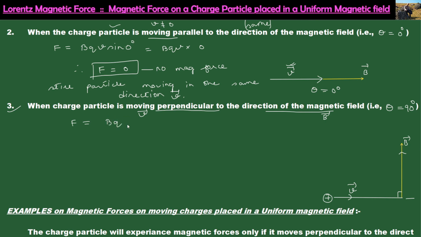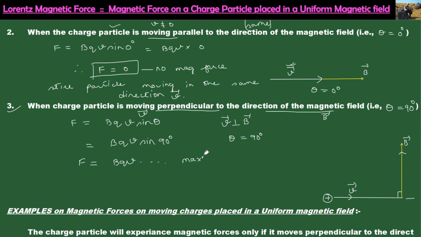Magnitude will be given by BQV sine of theta. So what is the angle between V and B? Since V is perpendicular to B, it is obvious that the angle between them is equal to 90 degree. So in place of theta, you put 90 degree. We know that sine of 90 degree is equal to 1. So you'll have BQV into 1, which will be equal to BQV, which means that this force in this case will be maximum.